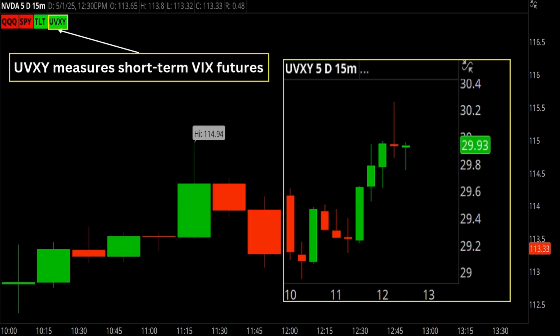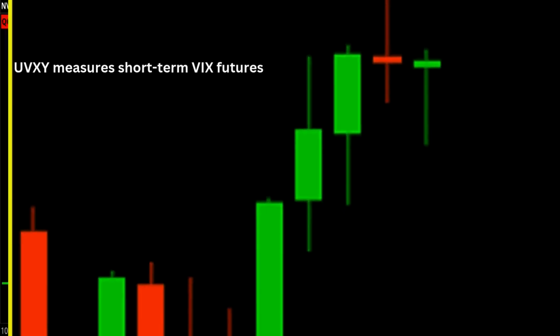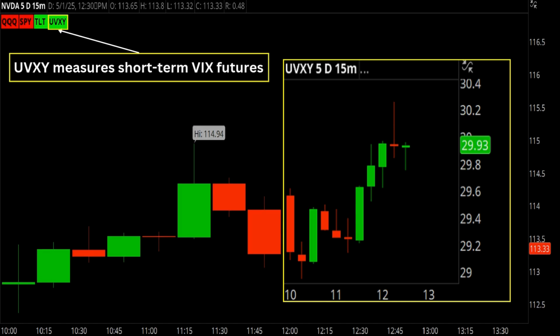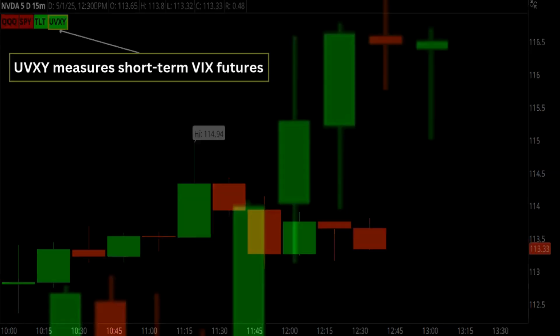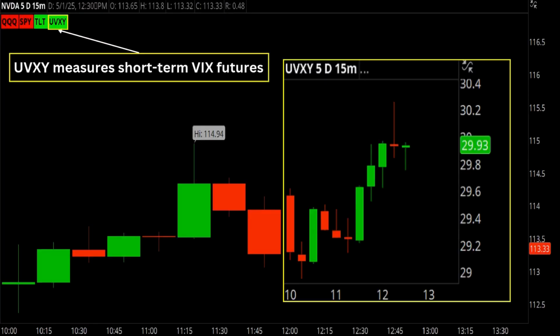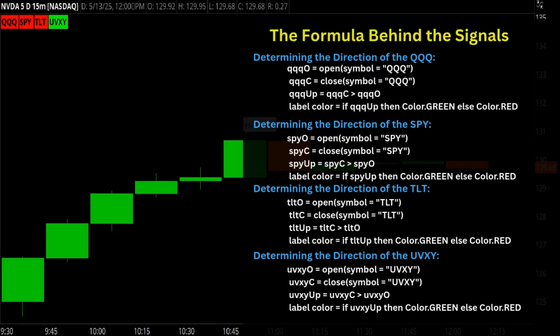UVXY tracks short-dated VIX futures, widely known as the fear gauge. When its label flashes green, volatility is surging, an early stress warning. When it shifts red, volatility is subsiding and markets are settling down. For long-term trading, high volatility is considered a risk and often leads to holding or selling of positions. For short-term trading, it can mean more profitable opportunities as the price action makes larger moves higher or lower.